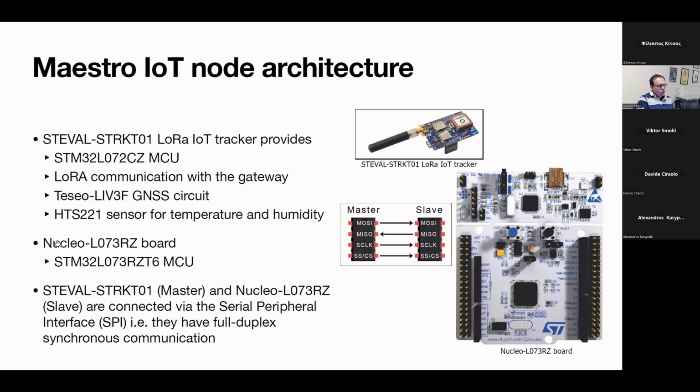On the other hand, we also use a Nucleo microcontroller board, which allows connecting much more sensors, essential for our application. And these two boards are connected in a master-slave architecture. So the Stival microcontroller unit plays the role of the master, and the Nucleo plays the role of the slave. They are connected via the serial peripheral interface, which means that these two have full duplex synchronous communication.